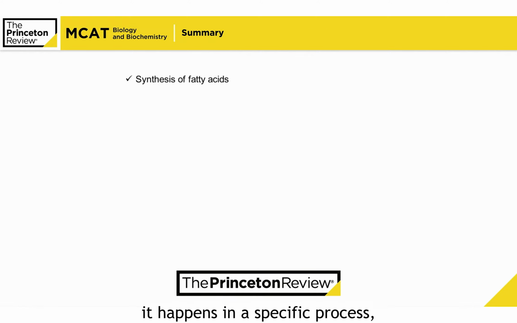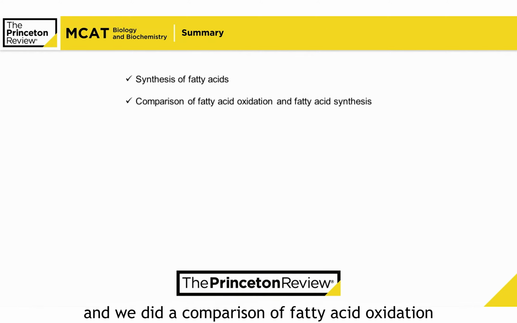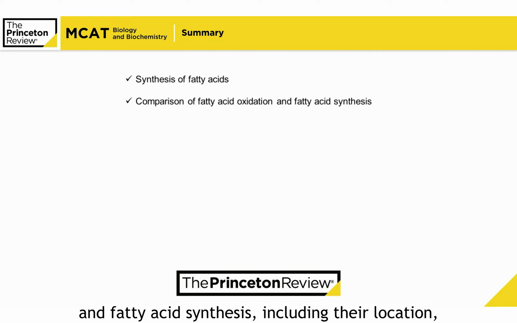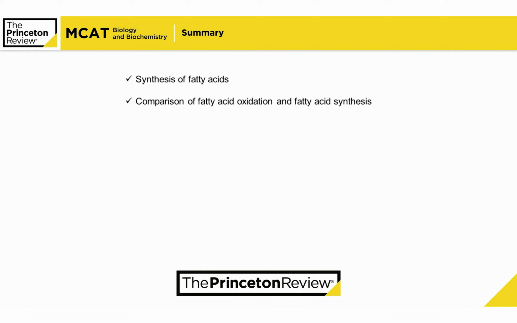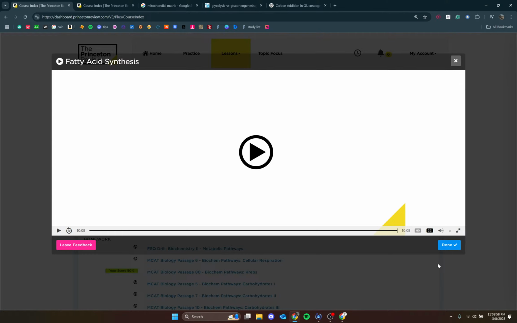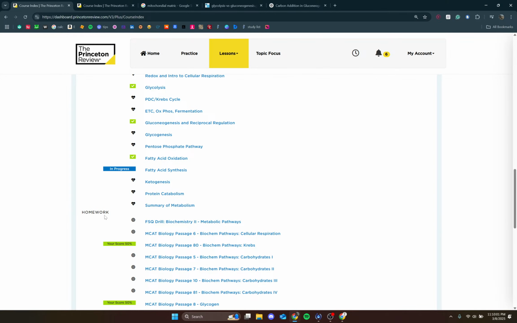We discussed the details of fatty acid synthesis and where it happens in a specific process. And we did a comparison of fatty acid oxidation and fatty acid synthesis, including their location, the coenzymes needed, any energy needed, and what they're initially linked to. I feel like location is a big point because I do remember some questions they ask about the location.